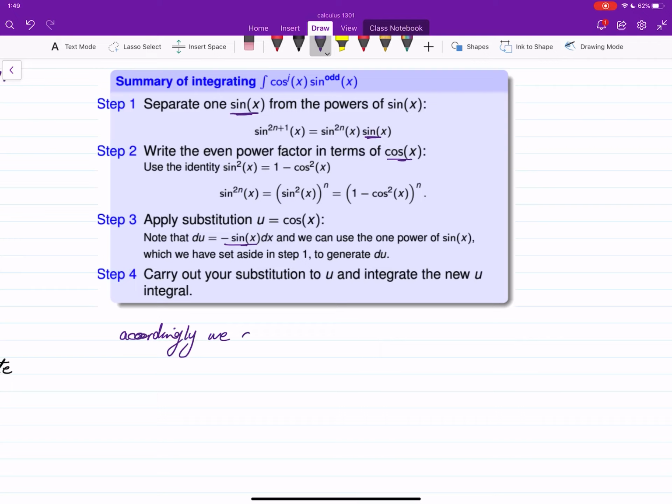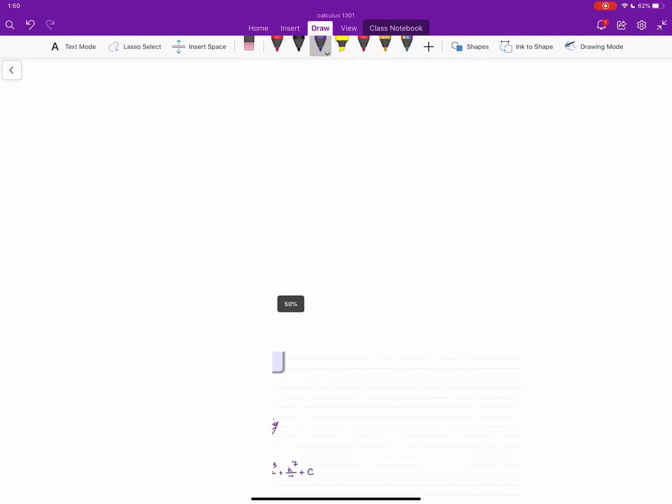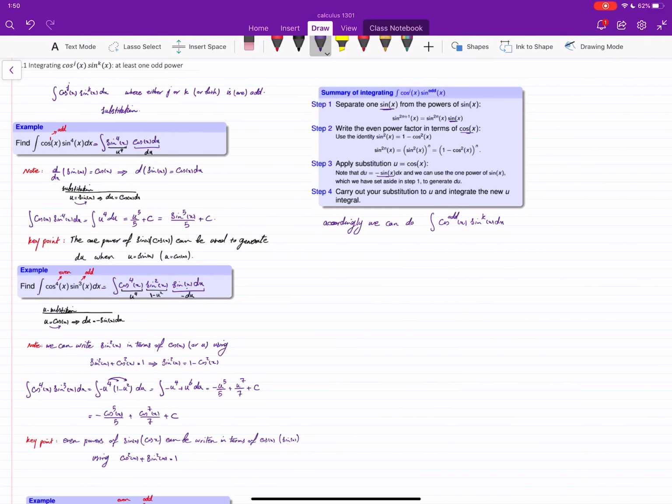Similarly, we can do this when we have the integral of cosine to the odd power x, sine to any power you like. This time you will apply what we said here to the cosine first, so separate one power and then write the rest of the powers in terms of sine. You transfer by u substitution, and then you get a u integral and solve that one. Okay. What will happen if both of the powers are even? That's another video which will come after this video.